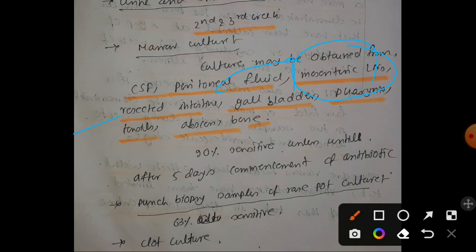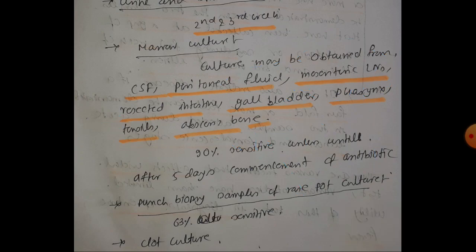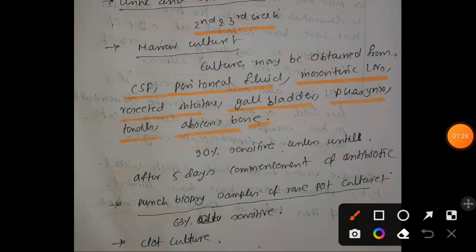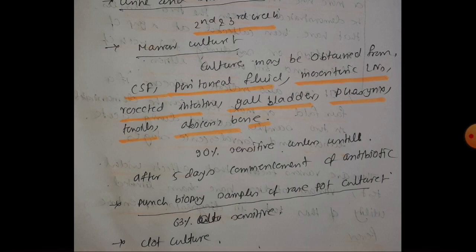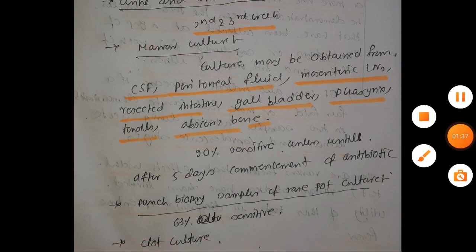Okay, resected intestine, gallbladders, pharynx, tonsils, and abscess bones. Okay, so the marrow culture have 90% sensitivity result unless or until after 5 days commencement of the antibiotic. Okay, and punch biopsy of samples of rose spot culture.